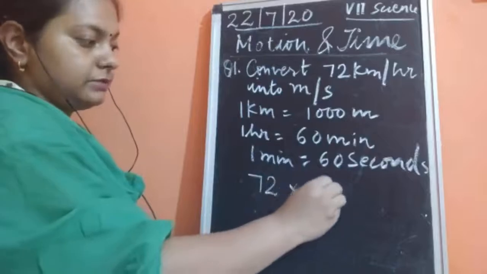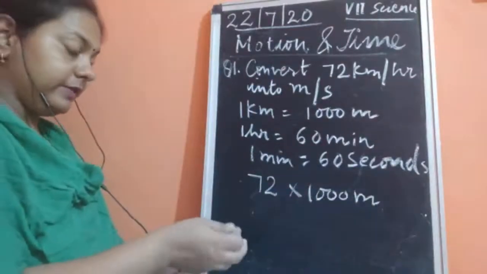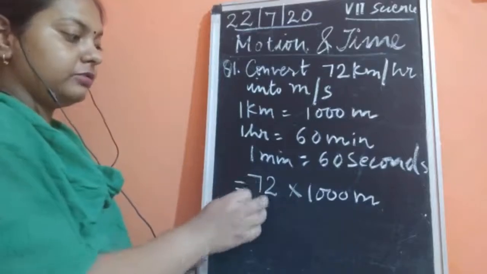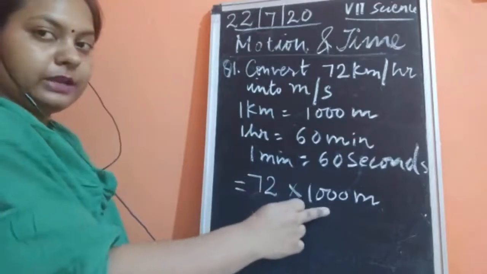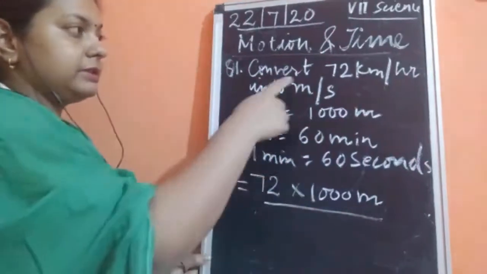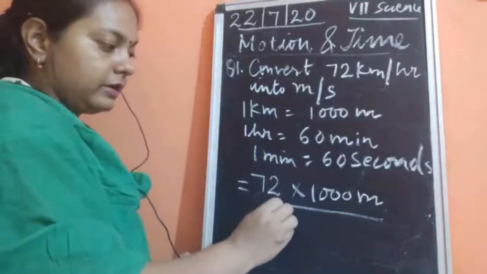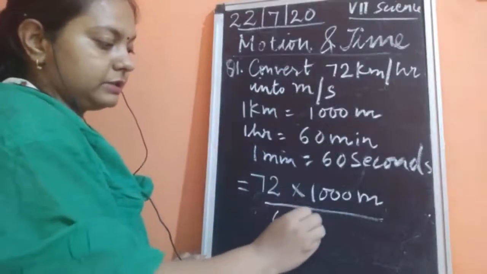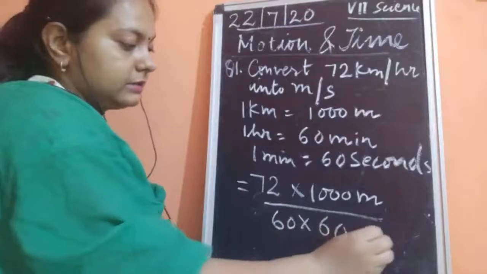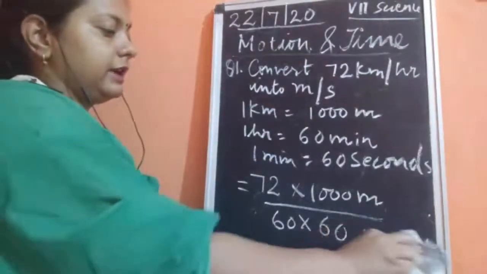72 into 1000 meter. It is going to convert into 1000. When we multiply this 72 into 1000, the complete distance will become meters. And what about time? Time is given per hour. It means the hour is 1. So in 1 hour we have 60 minutes into 60 seconds, or simply we'll write S here.